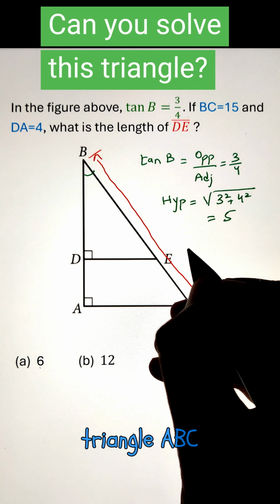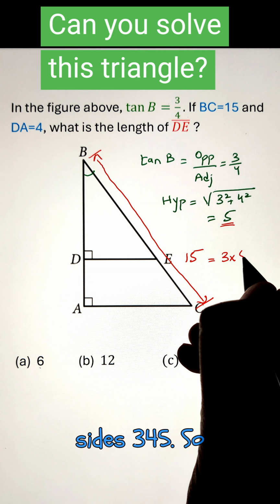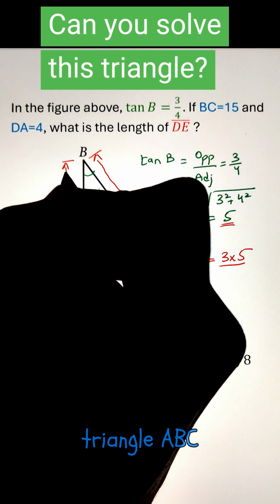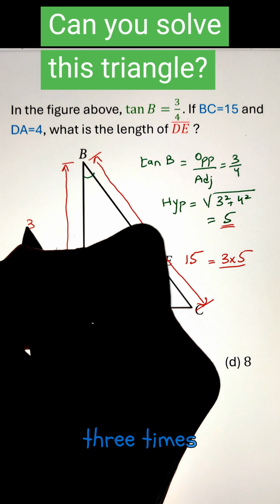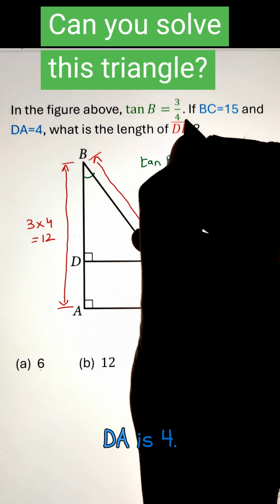This means that the triangle ABC is 3 times as large as the triangle with sides 3, 4, 5. So the length of the adjacent side of the triangle ABC will also be 3 times the length of the side 4. Furthermore, we are given that the side DA is 4.